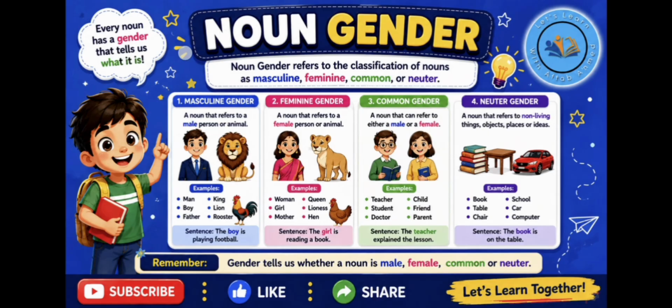Number 4. Neuter gender. A noun that refers to the non living things, objects, places, or ideas is called neuter gender. Examples: book, table, chair, school, car, etc. Remember, gender tells us whether a noun is masculine, feminine, common, or neuter.